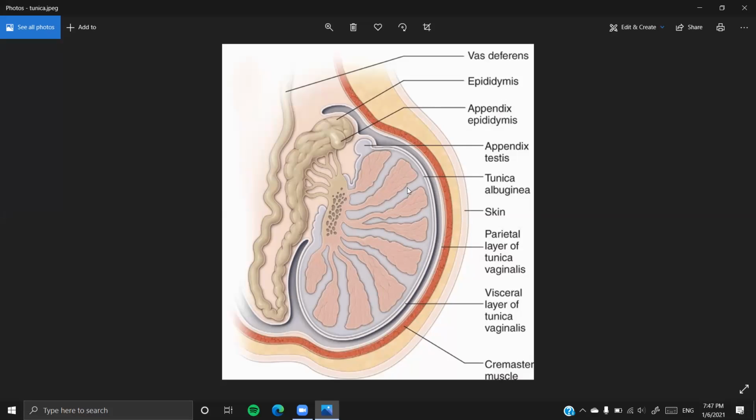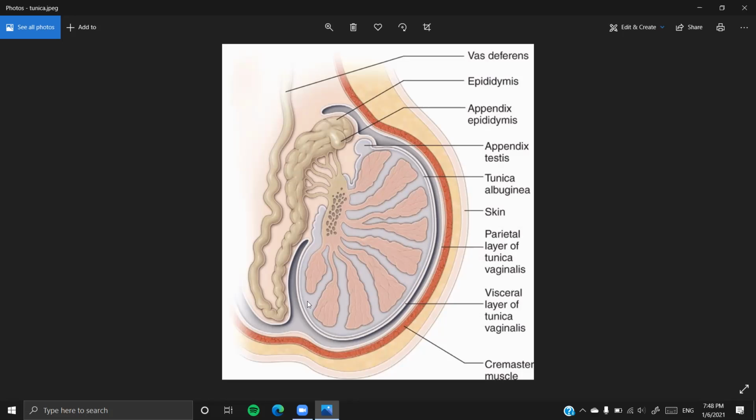If you look at the testis, it's covered by an outermost layer that you can see here as a light lavender. The brown that you're seeing here is the cremaster muscle, okay? And just behind that, you have the outermost layer, which is called the tunica vaginalis, the parietal layer. And later you see the tunica vaginalis, which is the visceral layer. And later comes the innermost layer, which is called tunica albuginea.